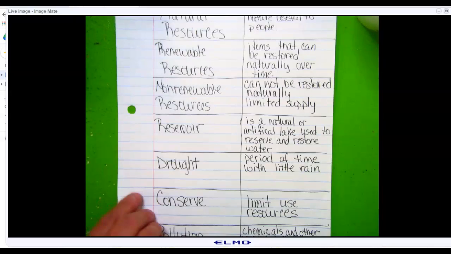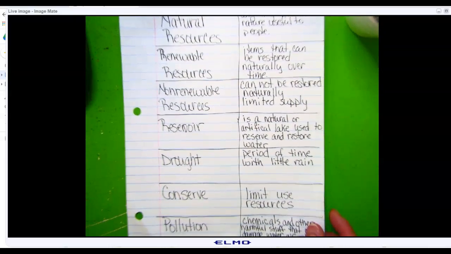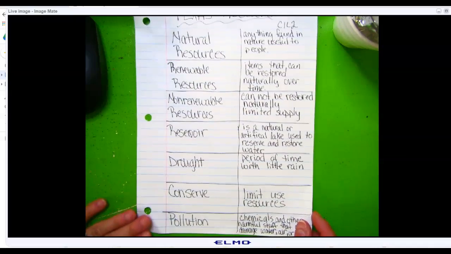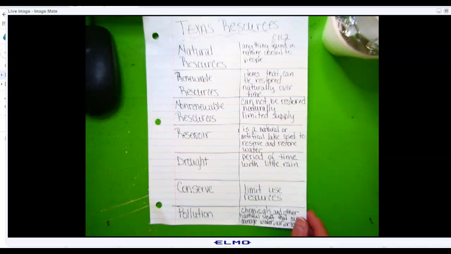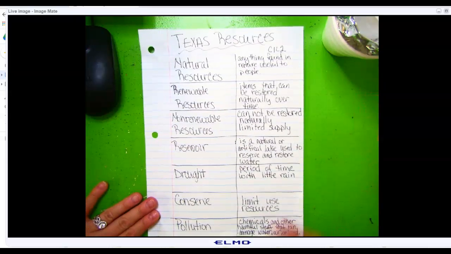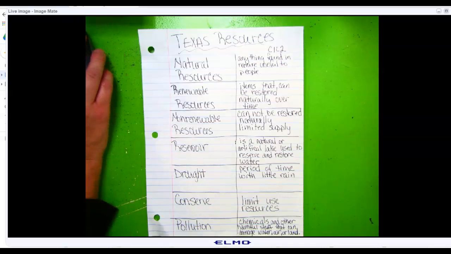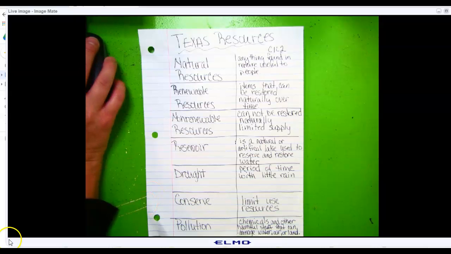Give me just a second. I didn't want y'all to see my stack of trash, but oh well. My science lab stuff. All right. Somebody had a question. Give me just a minute to stop this.